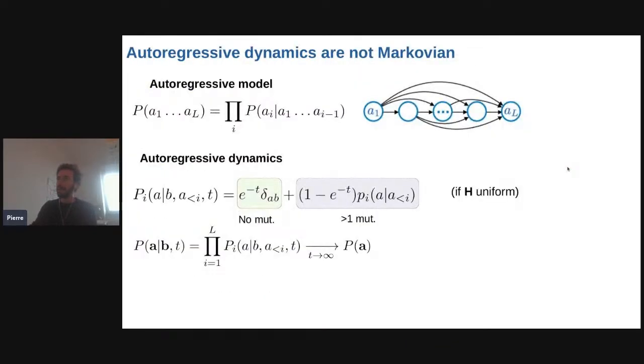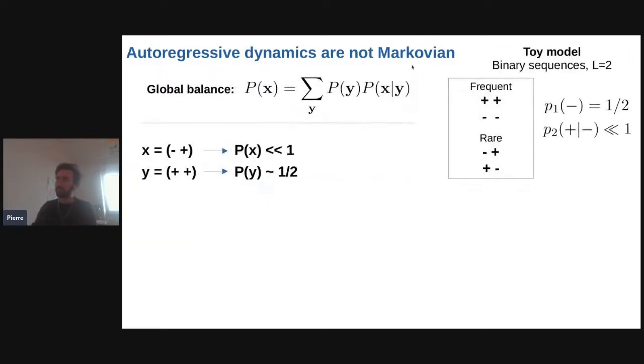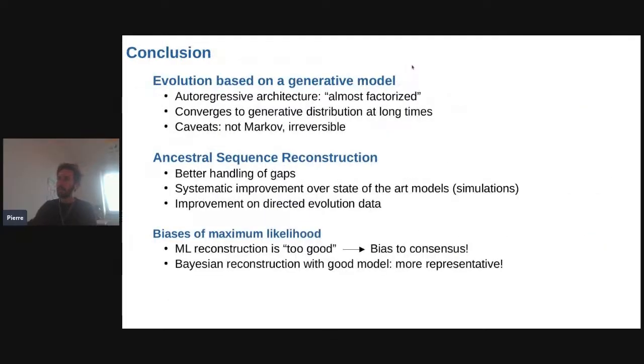Okay, and so I jumped this because it's actually a bit technical. So I jumped the detail, but I just mention it if people are interested. There is one caveat with this autoregressive dynamics, which is actually quite important, which is that they're not Markovian, which is very unexpected. But the detail is a bit more technical, so I leave this for questions if people are interested. And I jump to the conclusions.